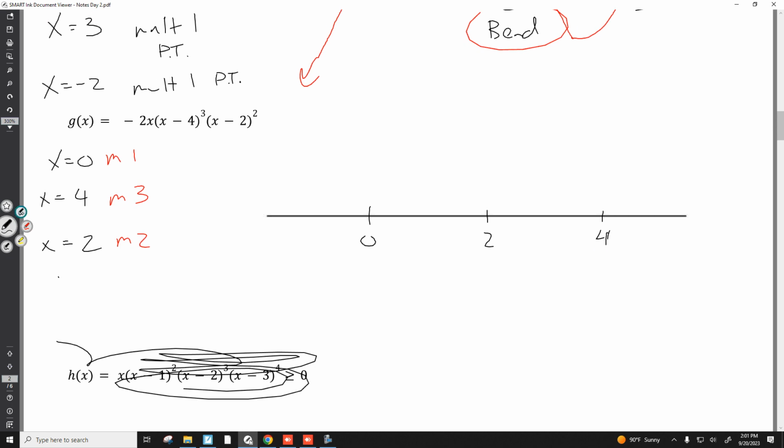All right. Again, I'm going to use sign charts. You don't have to use sign charts. I'm going to use sign charts. I plug in something like 5, negative, positive, positive. I know that's a negative. I know at 4, I'm going to bend. A bend is a sign change. I know at 2, since the multiplicity is 2, there is no sign change.